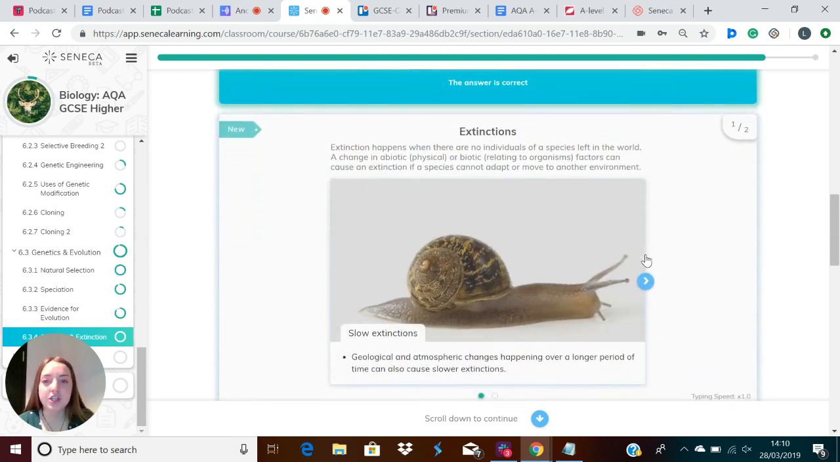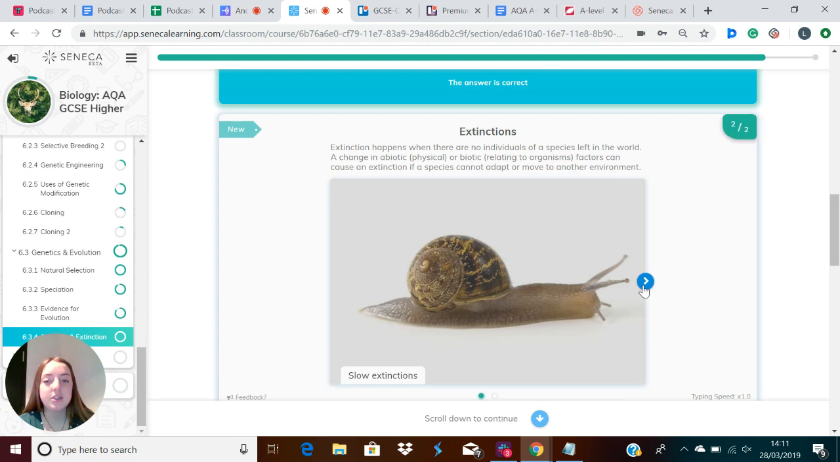What is an extinction? An extinction happens when there are no individuals of a species left in the world. A change in abiotic, which is the physical environment, or the biotic, which relates to organisms, factors, can cause an extinction if a species cannot adapt or move to another environment. And these extinctions can be slow or they can be rapid. So how do slow extinctions happen? Geological and atmospheric changes happen over a longer period of time, and these can cause slower extinctions.